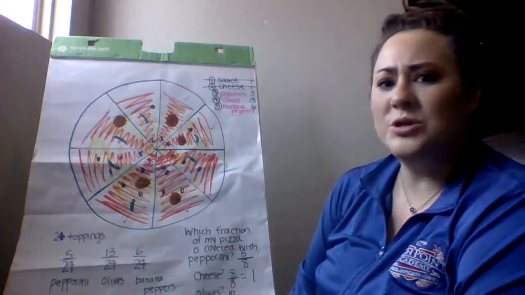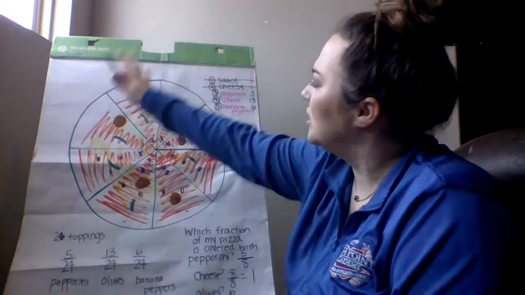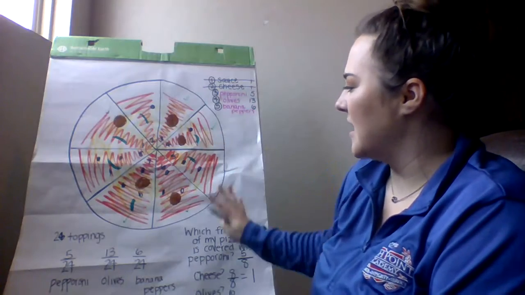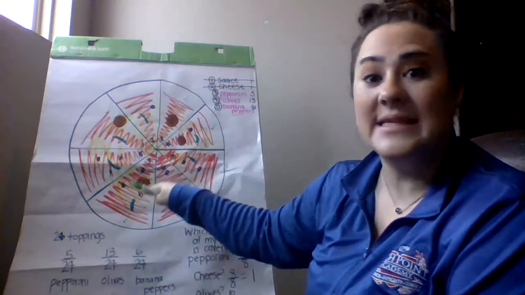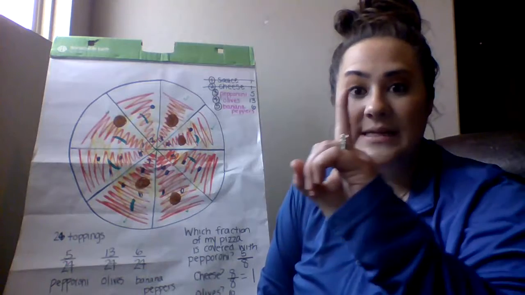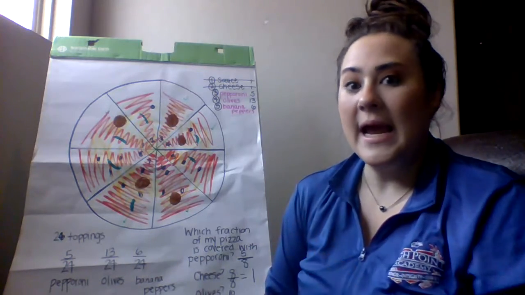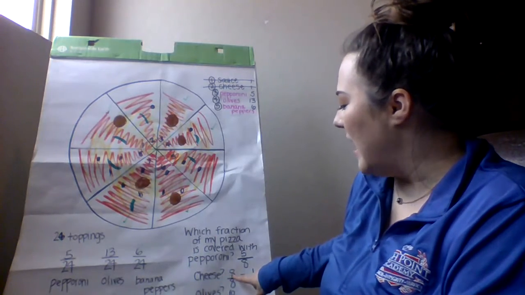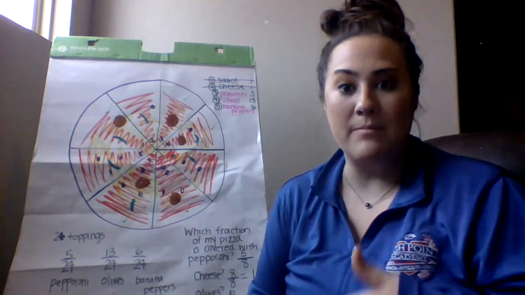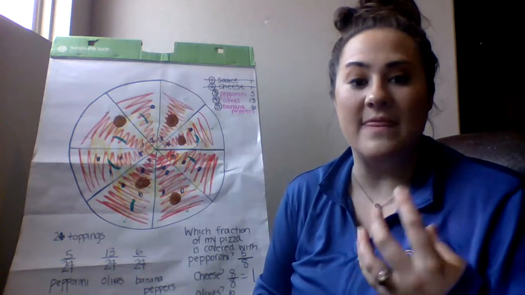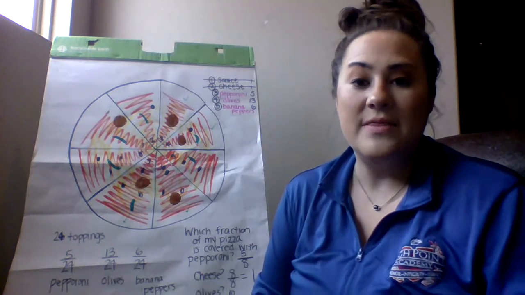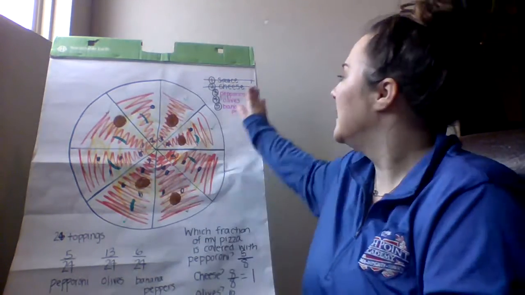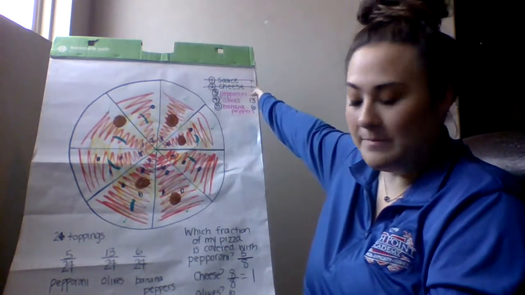Now, what about cheese? Well, if I am looking at this pizza, my entire pizza is covered with cheese. All 8 slices have cheese on it. So my denominator is 8 and my numerator is 8. And we discussed that yesterday, that when you have the same number on top and bottom, so the same numerator and the same denominator, that is the same as 1. So 1 whole pizza is covered with cheese.